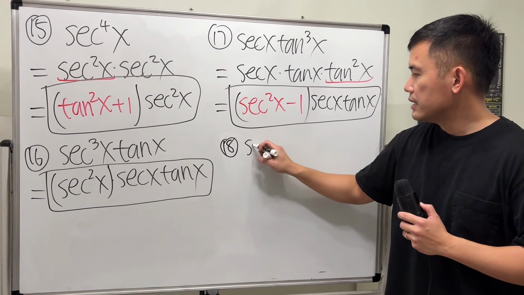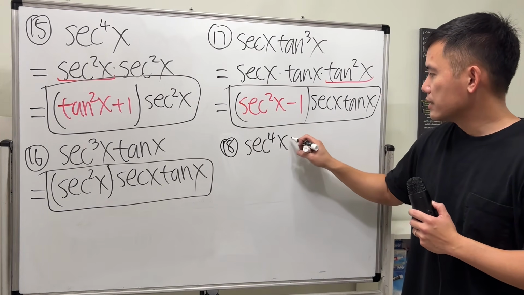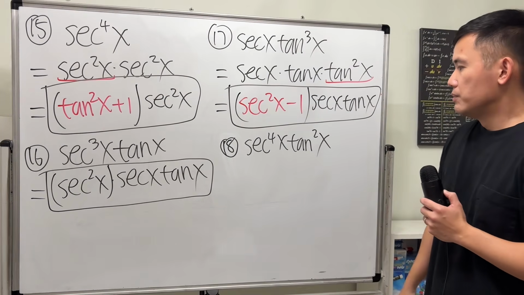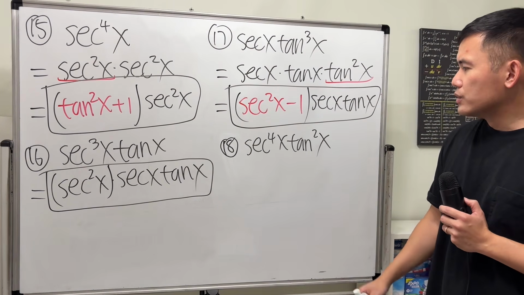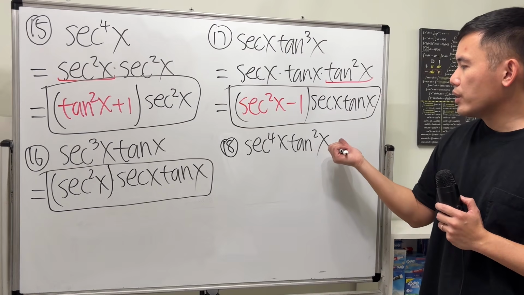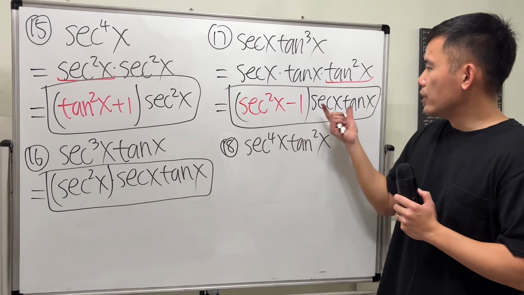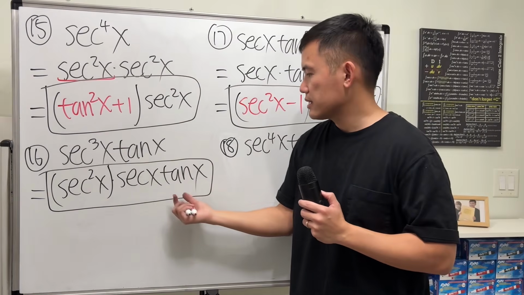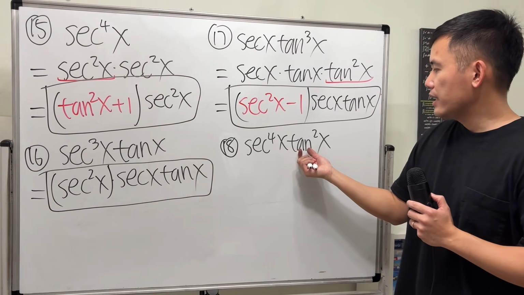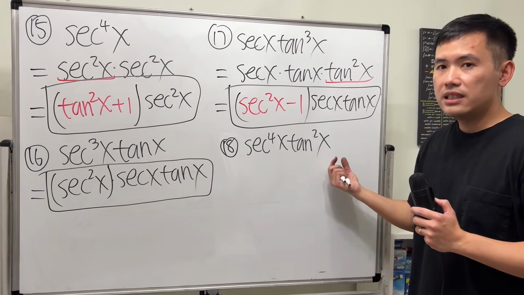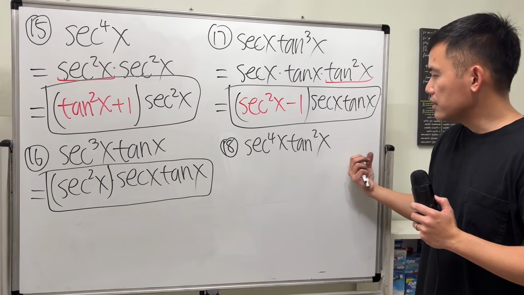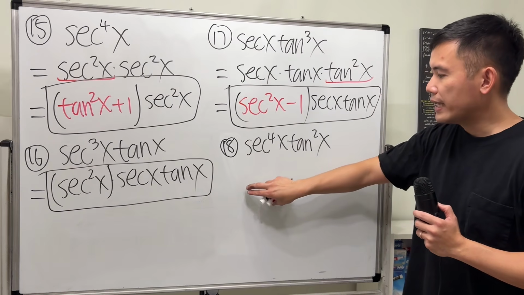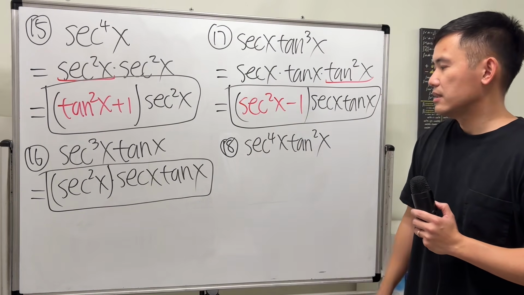Now, number 18. Let's look at secant to the fourth power times tangent squared. So we have tangent squared. If you want to do it like this, secant x, tangent x, secant x, tangent x, you will have to take out a tangent and a secant. Once you take out a tangent, you get another tangent left, right? It's hard to write that in terms of secant.